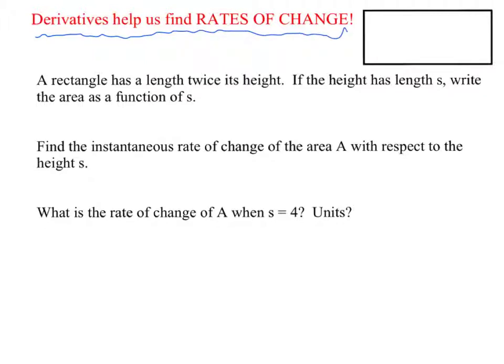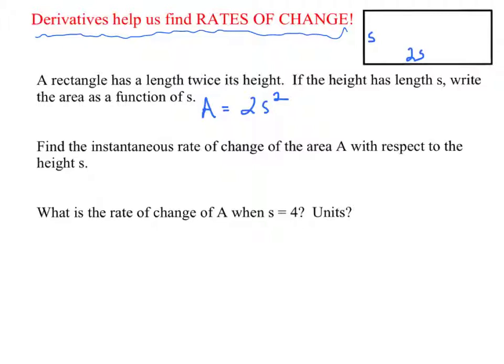So the first question is, a rectangle has a length twice its height. If the height has length S, write the area. Okay, so this is S, this is 2S. So the area, of course, we'd multiply those two together, and it would be 2S squared.